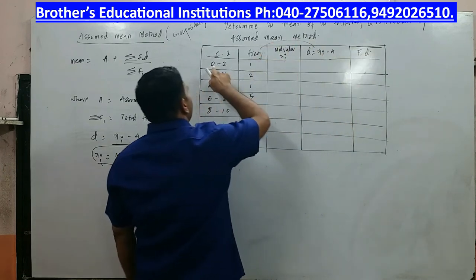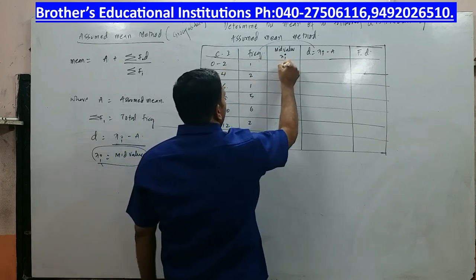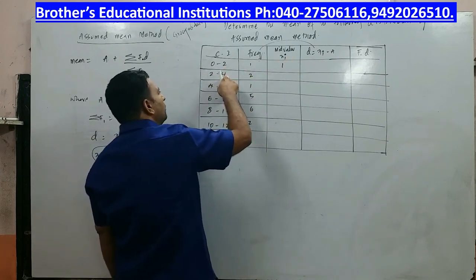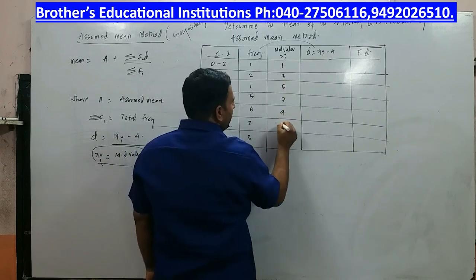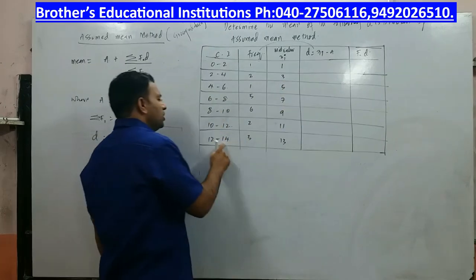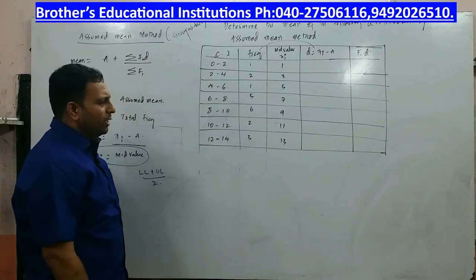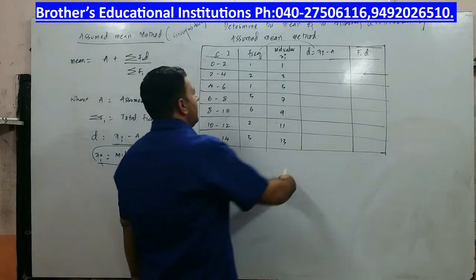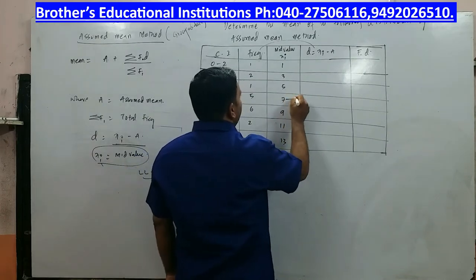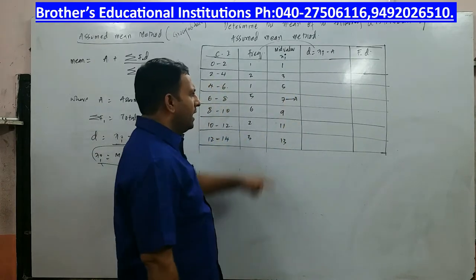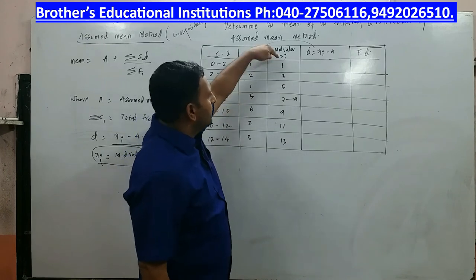Now how do you calculate the mid value? 0 plus 2 by 2, that is 1. 2 plus 4 by 2, 6 by 2 is 3, then 5, 7, with a difference of 2, 9, 11 and 13. You can check: 12 plus 14 is 26, divided by 2 is 13. Now once you do that, any one of them you must call the mid value or assumed mean. I will generally take the center one. The center one you should take as the assumed mean.